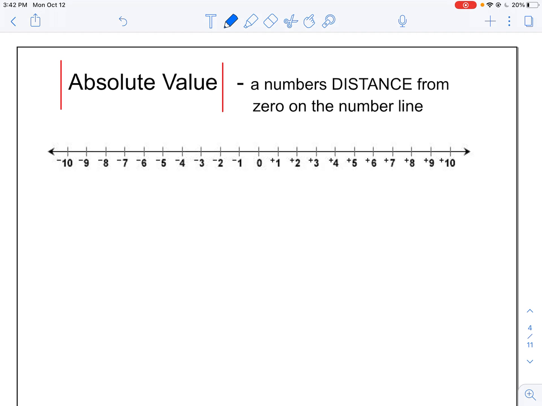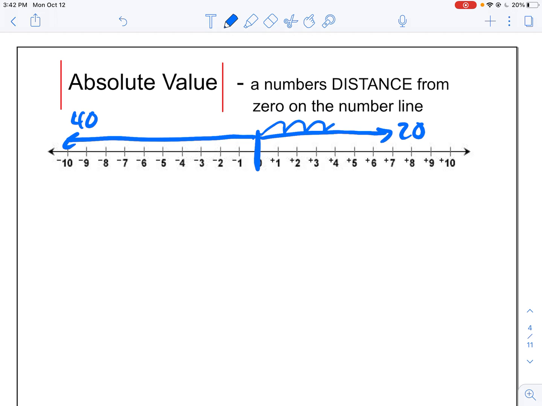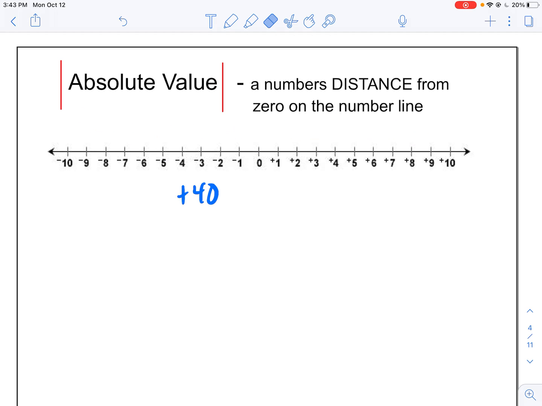So when we look at that, like here's your starting line. The car that's going forward is going 20 miles an hour, but this car that's going backwards is going 40 miles an hour. So the car that's going 20 has a positive value of 20, if you're looking at pure value of the number, but also the one that's facing backwards also has a pure value of positive 40 because it is going 40 miles an hour. So when you talk about absolute values, it is a distance that a number is from zero.